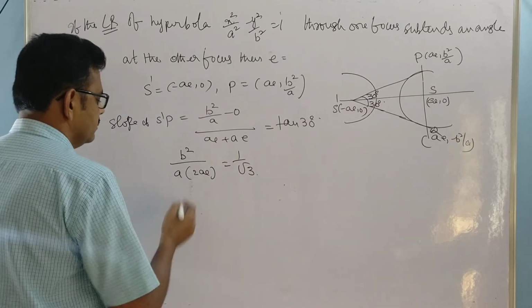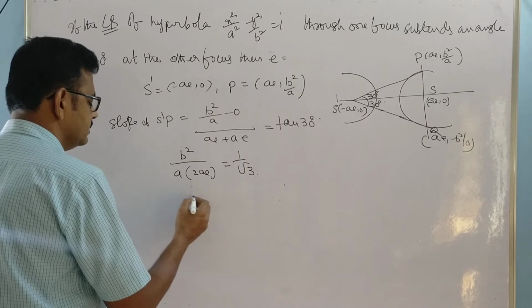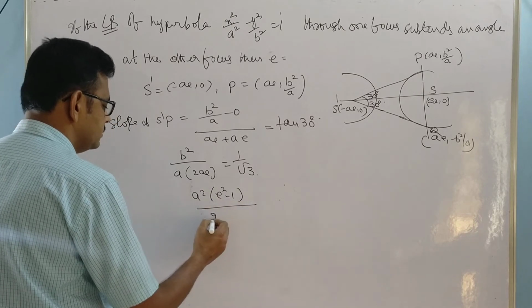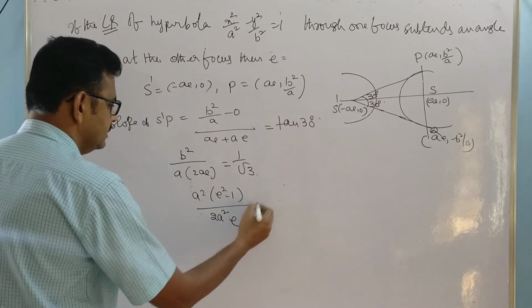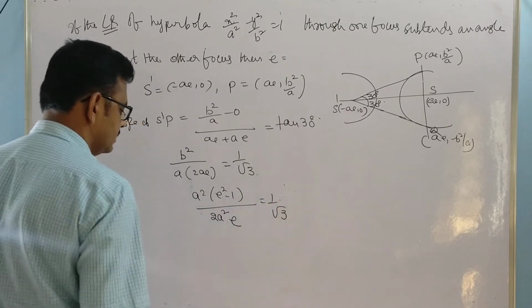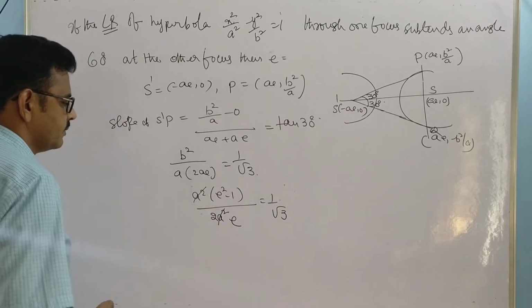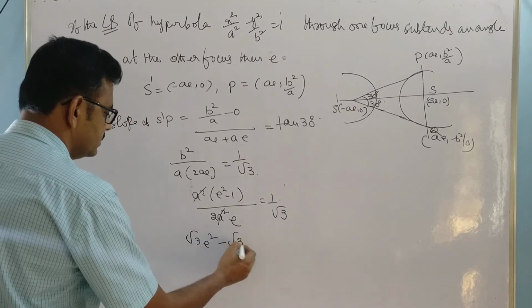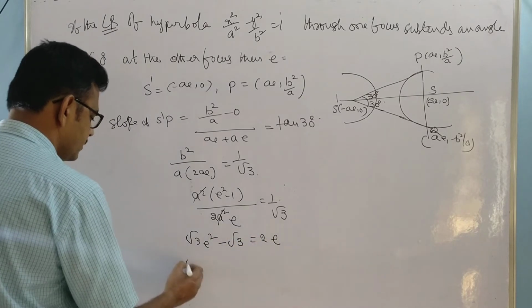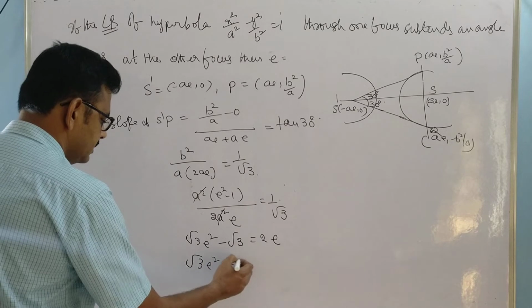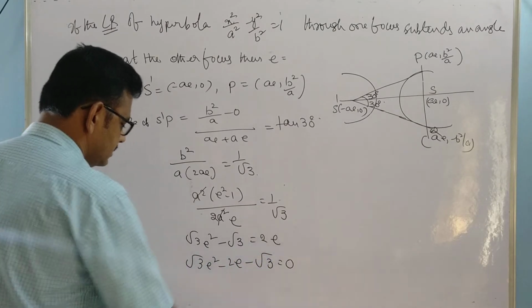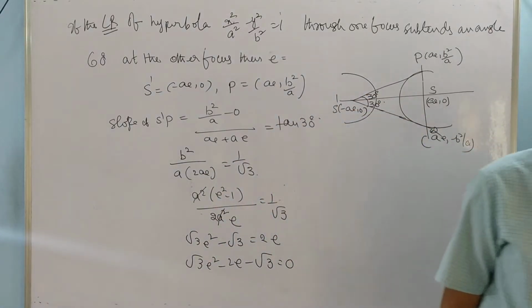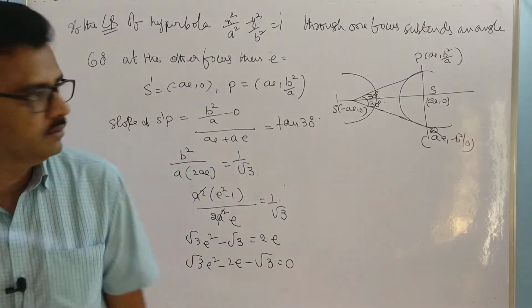Where b square is equal to a square into e square minus 1, so this is a square into e square minus 1 over 2 a square e, equal to 1 by root 3. a square gets cancelled. By cross multiplication, root 3 e square minus root 3 is equal to 2e. So root 3 e square minus 2e minus root 3 is equal to 0, which is a quadratic equation in terms of e.